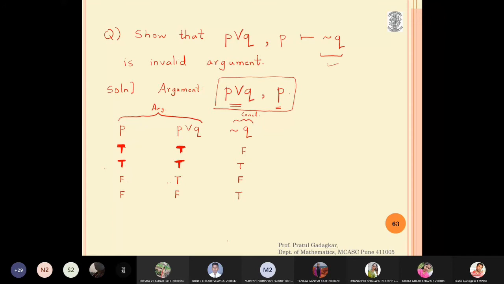Suppose there are three people, if all the three are true, like this. And then I will look for the conclusion. So this row one tells me that true is false. Second row tells me true is true.